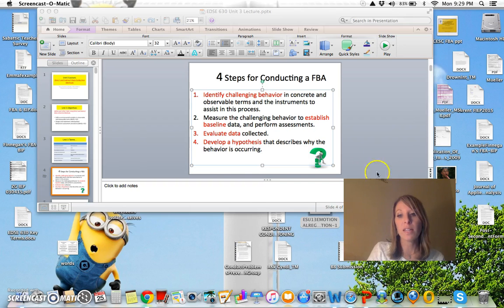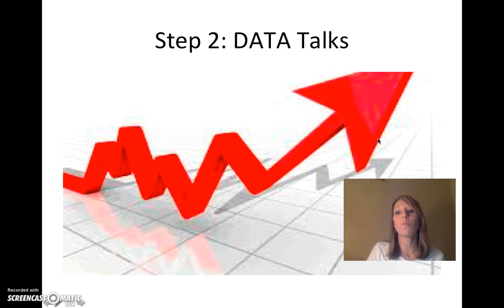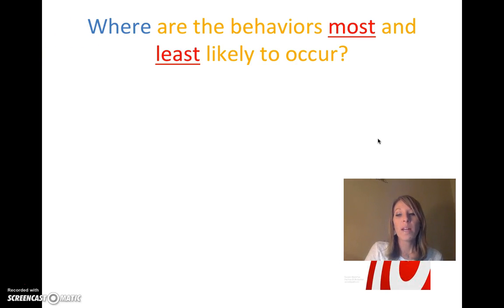Okay, so now let's talk about step 2, what this unit really is all about, which is data. Collecting our data, because data essentially will do all of the talking with the functional behavior assessment process. So what you want to find out when we collect our data are things like where are the behaviors most and least likely to occur.